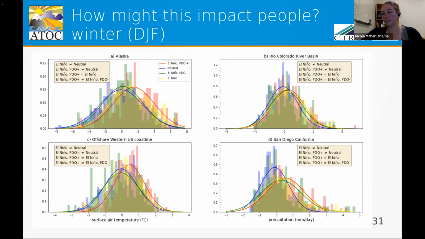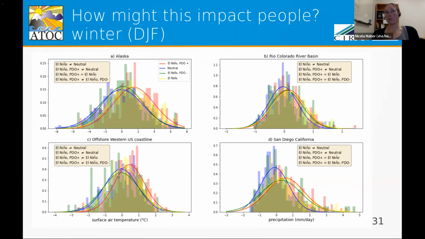If we look at the bottom left, and this is a region offshore of the western US coastline, so this is basically where marine heat waves occur, you can see again that El Nino and the PDO are important for shifting the distribution. But as before, they don't tell us everything, and you could still have negative anomalies, although you're shifting your distribution so that you're more likely to have those warmer anomalies during an El Nino that occurs in a positive PDO.